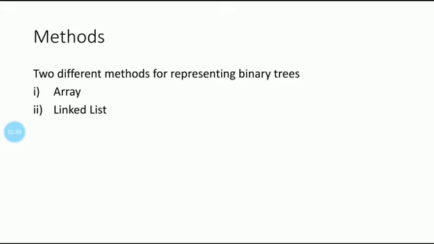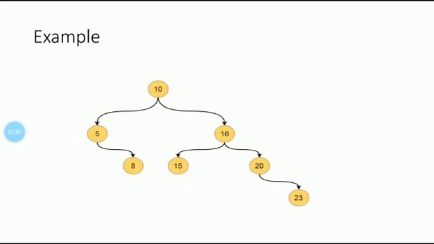First one is array representation. Coming to this example, starting from the root node 10, it has two children, 5 and 16. For 5 the left child is missing, and 16 has both left and right children. And at level 3, in general, it can have a maximum of 8 nodes, but at level 3 only one node is present. So how these elements are stored in memory, we will see.